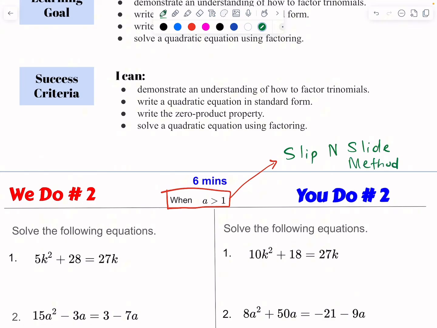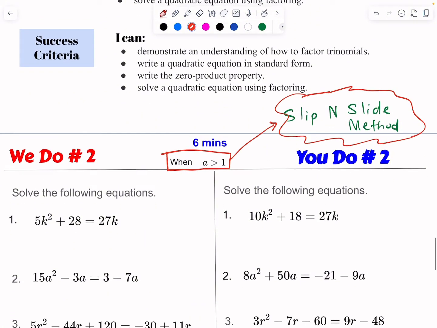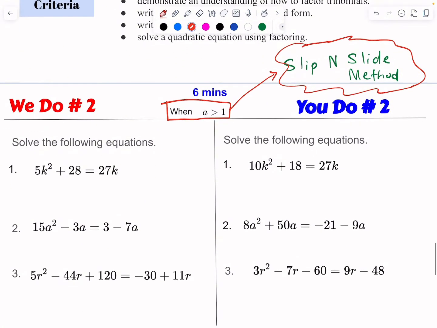So that's the method I am going to use anytime I notice that my a is more than 1. So I'm going to use the slip and slide method. So let's see how we can use the slip and slide method for these three questions. As you all know, I am going to do the one on the left, while you are going to do the one on the right. So pay attention to this video and watch me do my first 3 questions, and then you do the other 3 questions.